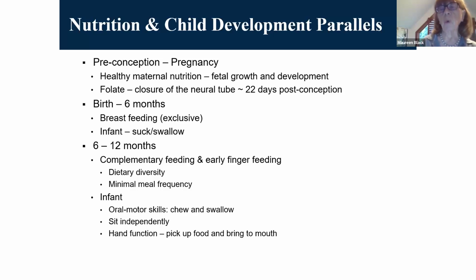From birth to 6 months, of course, this is the breastfeeding exclusivity period. And for infants, what they're able to do in terms of feeding is suck and swallow. They're not able early on to move food around their mouth and swallow. Then 6 months comes. That's such a critical time. That's where complementary feeding and early finger feeding comes in. We can start to increase infants' diet and meal frequency. And for their development, they have oral motor skills. Now they can move food around their mouth and swallow. They can sit independently, and they begin to have some hand function.